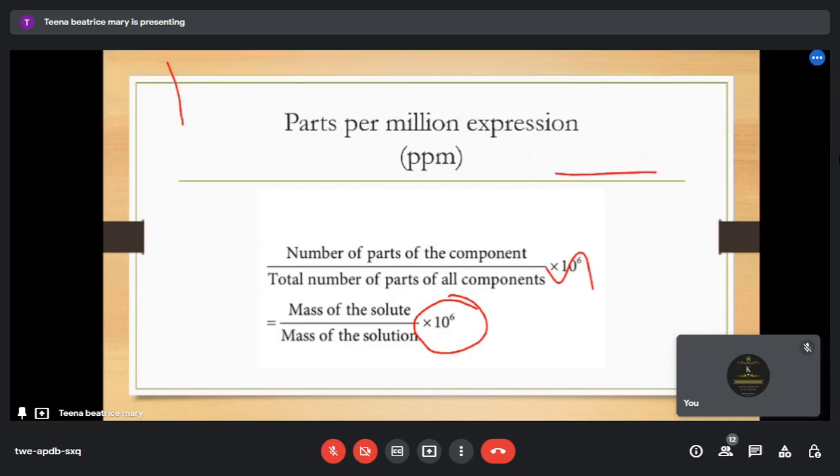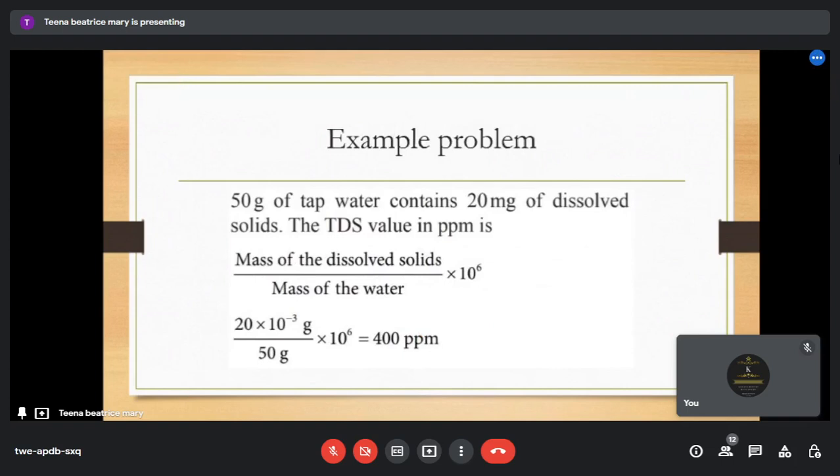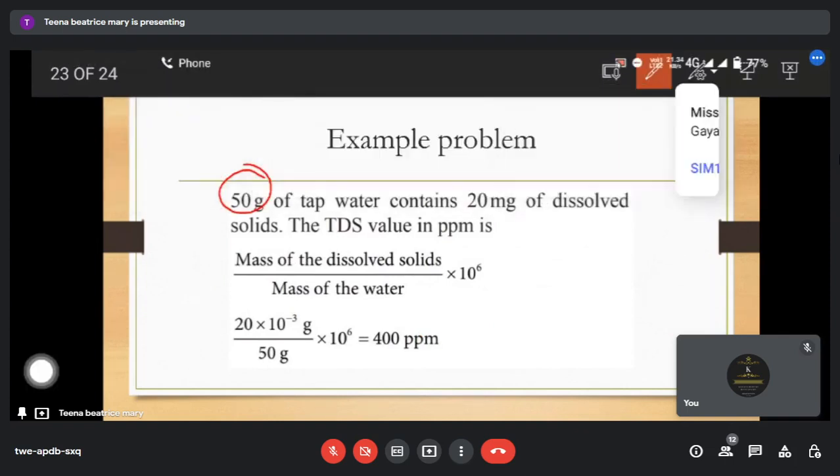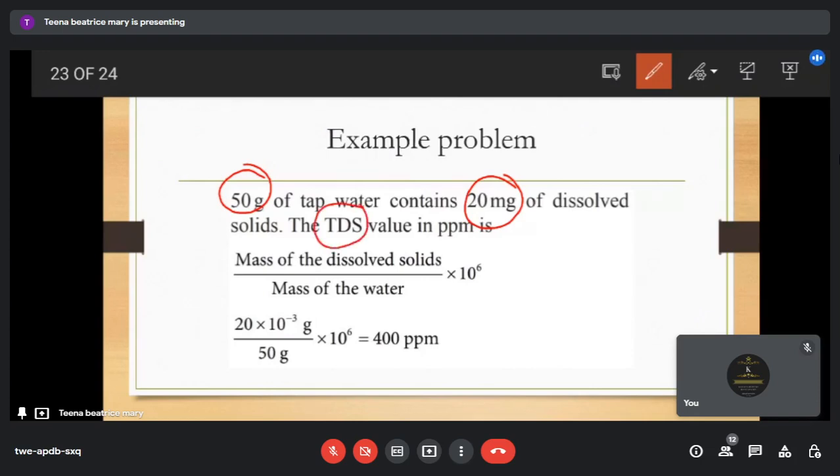So the solution here: tap water is taken here. 50 gram of tap water. In that 50 gram of tap water, what does it contain? 20 milligram of dissolved solids. So what is TDS? Any idea?